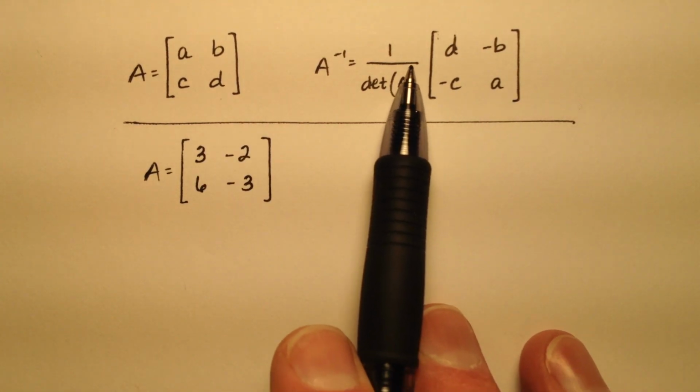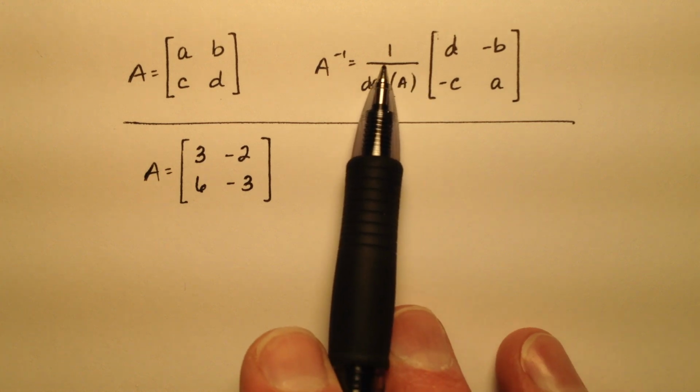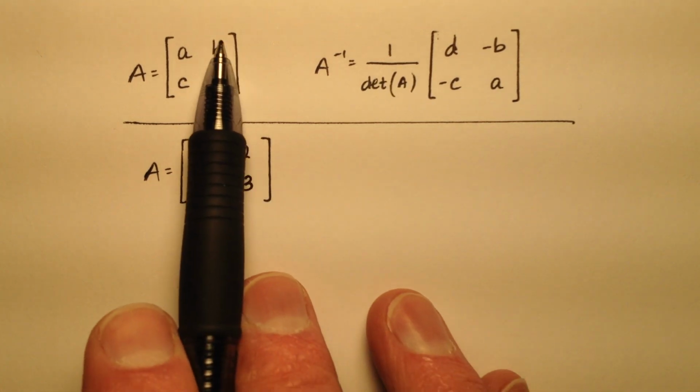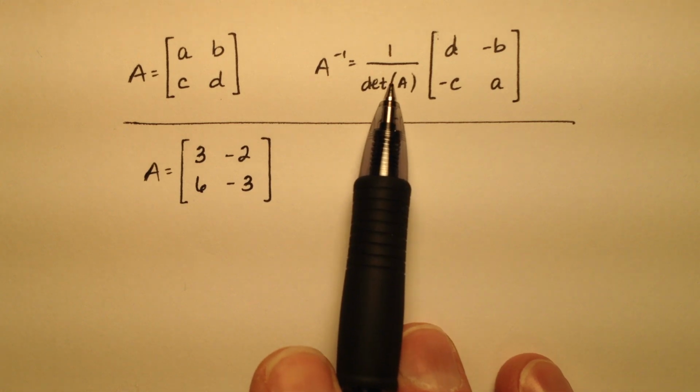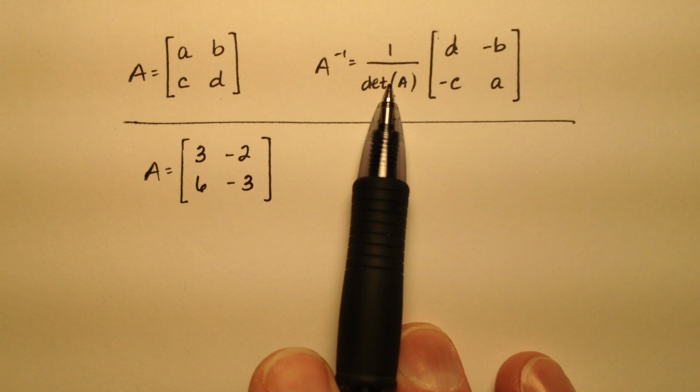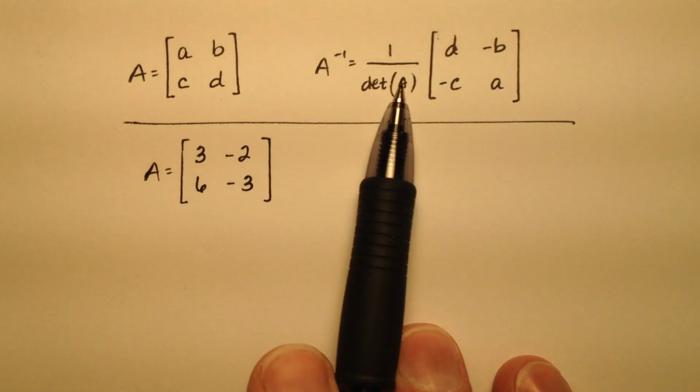And there's one stipulation here: as long as the determinant is not 0. If the determinant ends up being 0, then it's 1 divided by 0, which we can't do, because dividing by 0 is undefined. So the matrix actually does not have an inverse, and we're going to call that a singular matrix if that's the case.